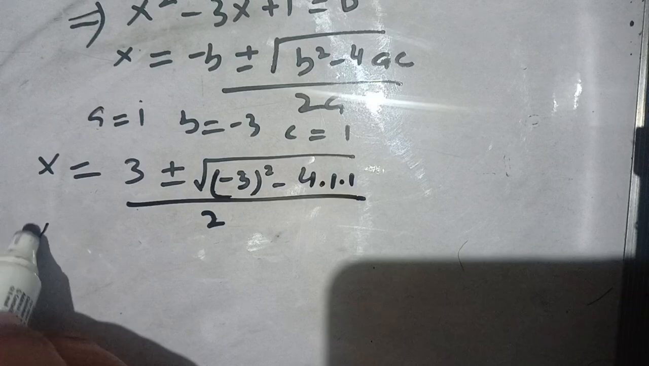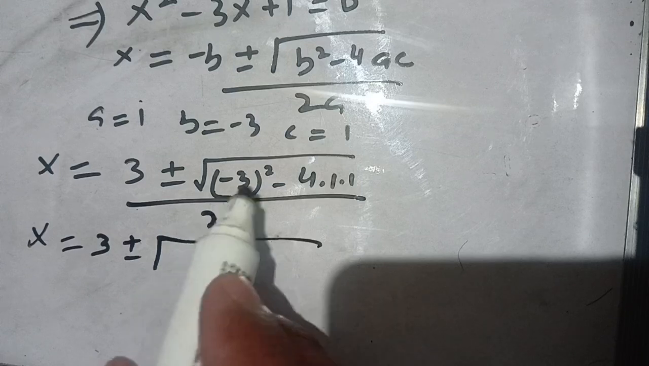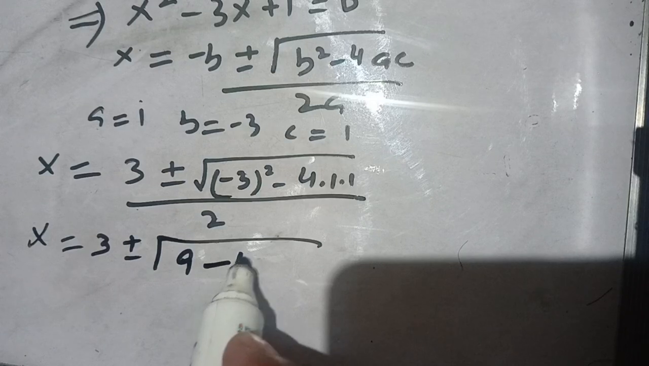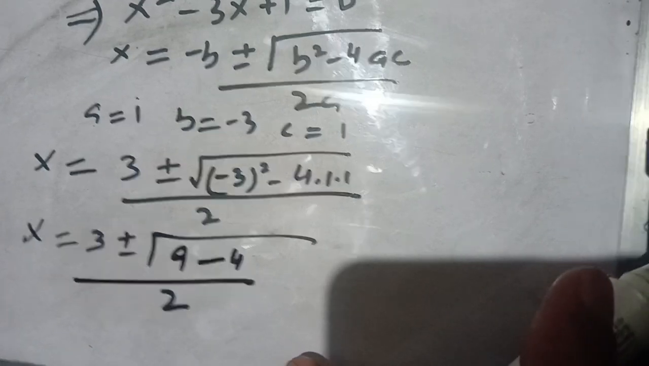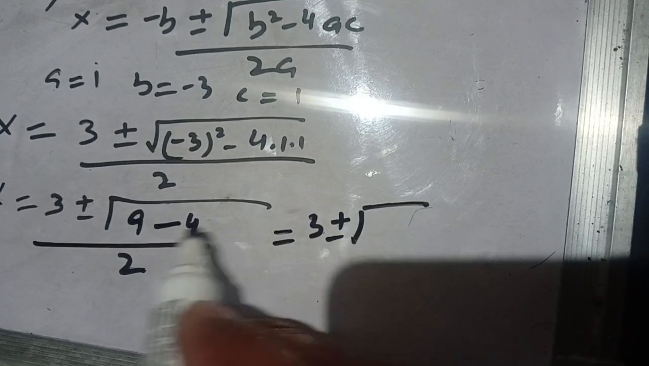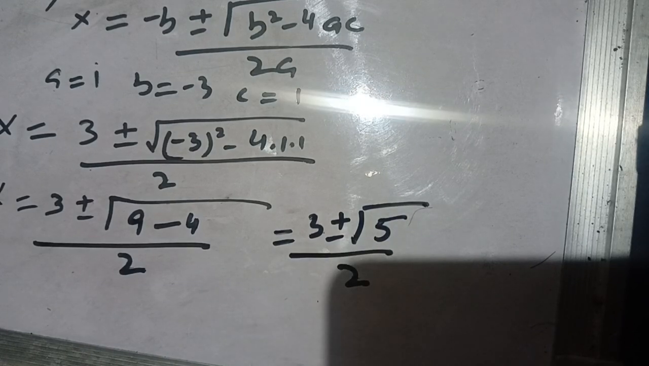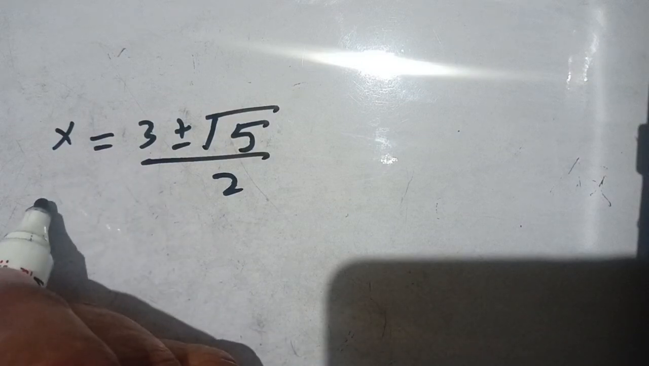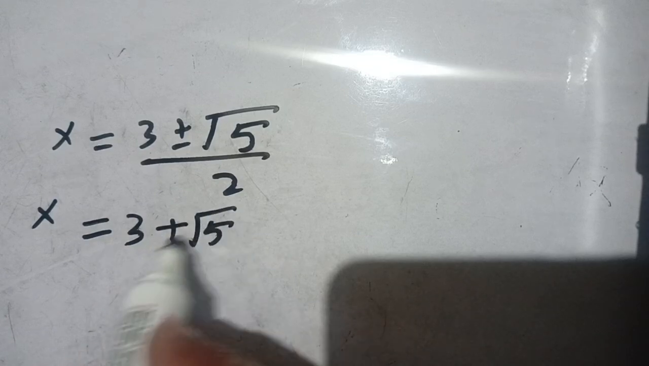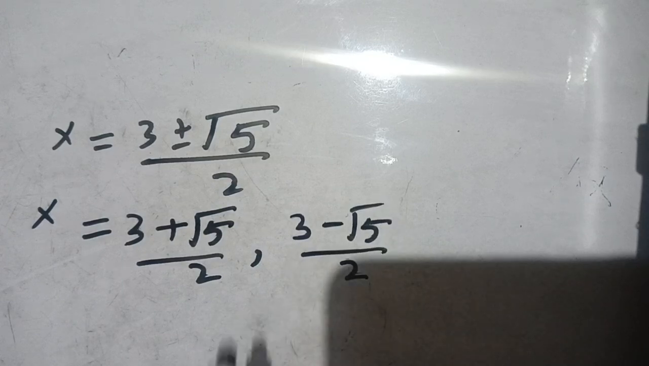Now from this we get x is equal to 3 plus minus square root of minus 3 square, minus times minus becomes plus, and 3 square means 9, minus 4, divided by 2. Now it gives 3 plus minus square root of 9 minus 4, which becomes 5, divided by 2. Now from here there are two values of x. One is 3 plus square root of 5 divided by 2, and the second value is 3 minus square root of 5 divided by 2.